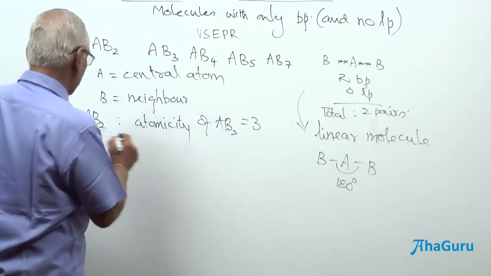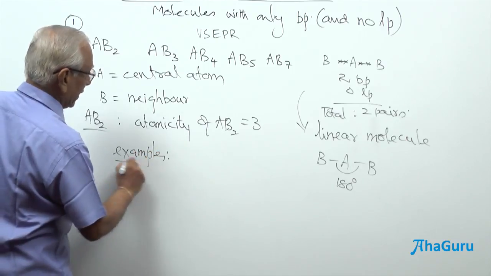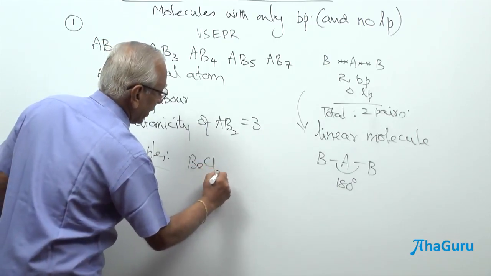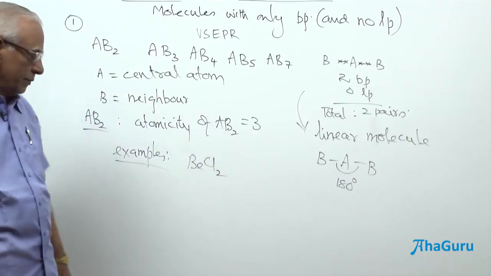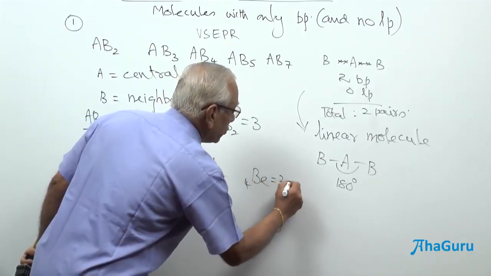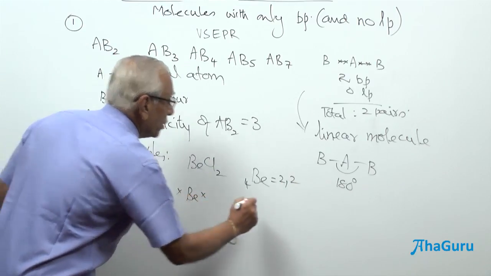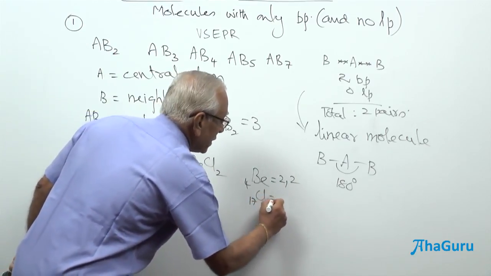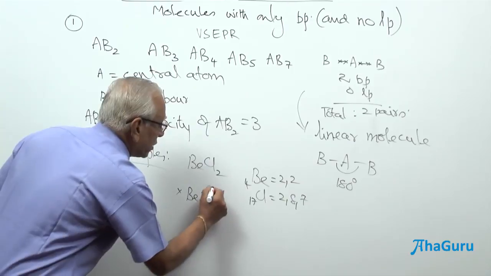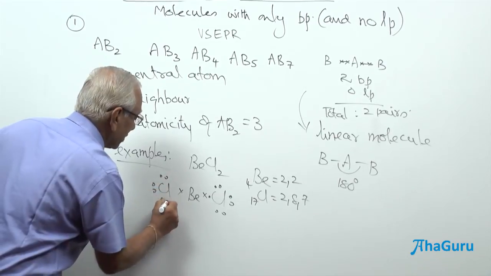We shall see examples for AB2 molecule. What have we taken? We have taken a molecule containing only 2 bond pairs. Example could be beryllium chloride. Now, look at the structure of beryllium. The atomic number of beryllium is 4. Therefore, 2 in the K shell and 2 in the L shell. So, beryllium has got 2 electrons. Chlorine has got atomic number 17. The electronic configuration is going to be 2,8,7. Therefore, each chlorine has got 7 electrons in the last shell. Similarly, the other chlorine atom also has got 7 electrons.